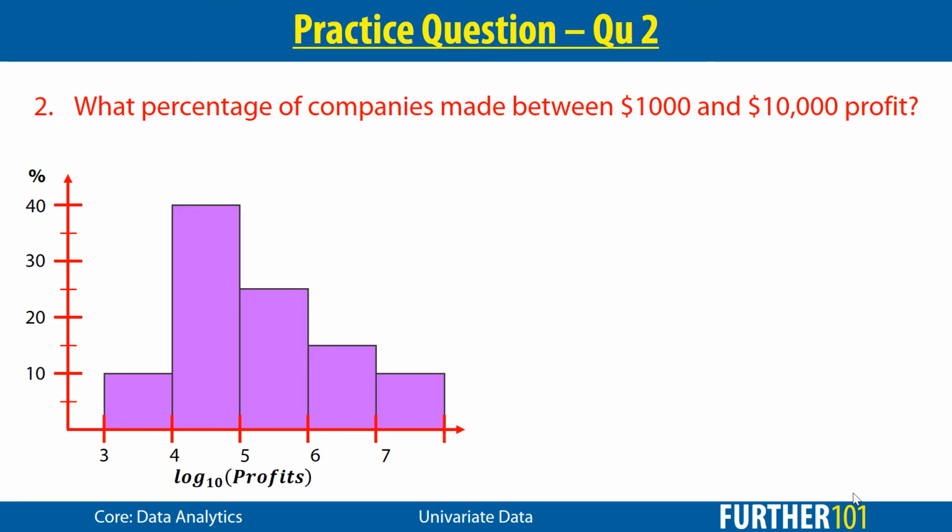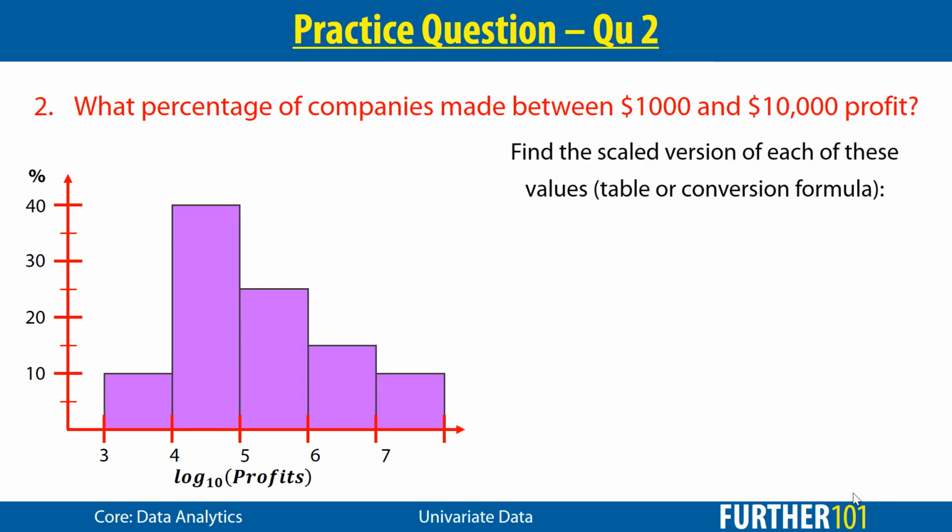So the second question asks, what percentage of companies made between $1,000 and $10,000 profit? Now the very first thing to do is check your y-axis and have a look at what the scaling is, and we can see that it's in percentage form. So we just need to add up the bars that are between $1,000 and $10,000 profit. But of course our x-axis is scaled and we don't know exactly yet which one is 1,000 and 10,000. So we need to find the scaled version of each of these values.